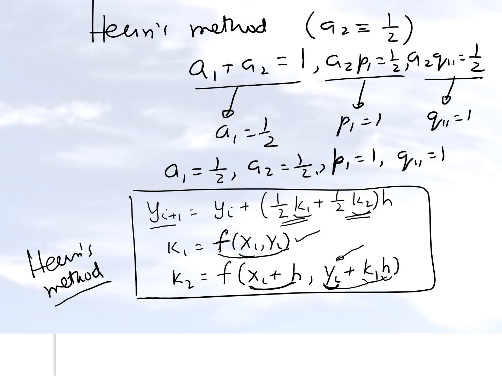So what you're basically seeing is that the Runge-Kutta second order method is simply finding slopes at 2 points, giving some weightage to each of the slopes, and still getting second order accuracy. And that is the beauty which we need to appreciate as numerical methods students.